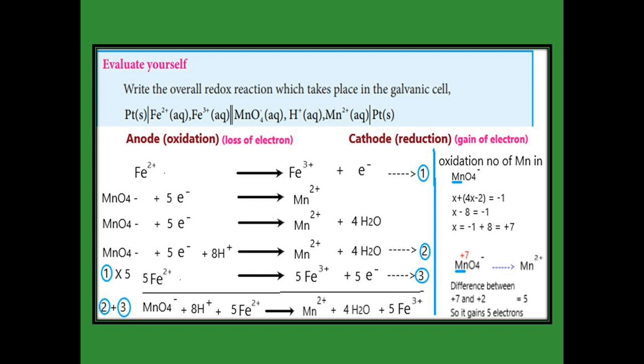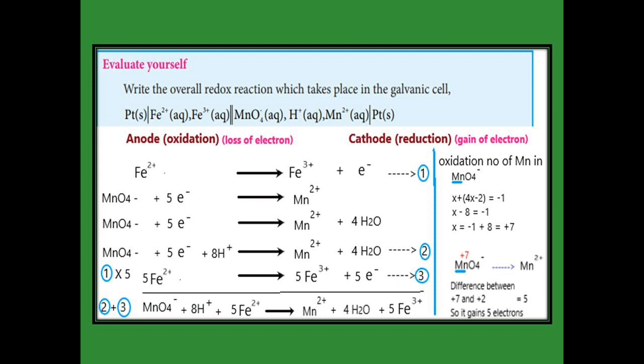Now you see the electrons. How many electrons are in the second equation? 5 electrons. But in the first equation there is only 1 electron. So to compensate for that, you have to multiply the first equation by 5. So the first equation is multiplied by 5. We get 5Fe2+ giving 5Fe3+ and 5 electrons. That is put as equation 3.